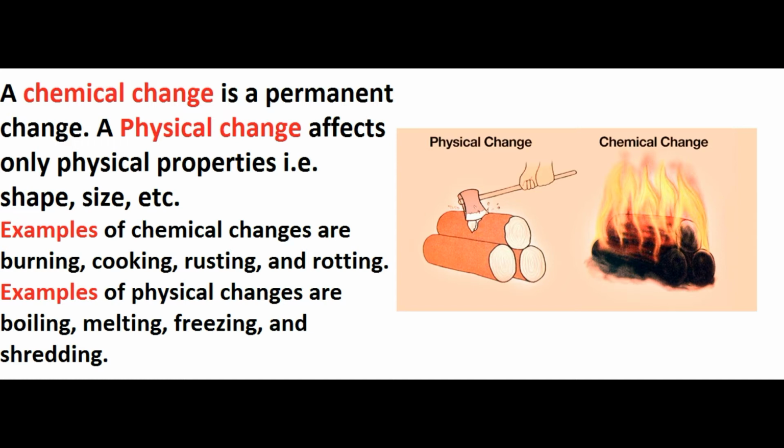So viewers, most of the changes in material are of two main types, that is physical changes and chemical changes. But first of all, we will discuss physical changes. A physical change is one in which only the physical properties of a substance change and its chemical composition remains the same. Size, shape, color are the physical properties of a substance. Physical changes are temporary and can easily be reversed.